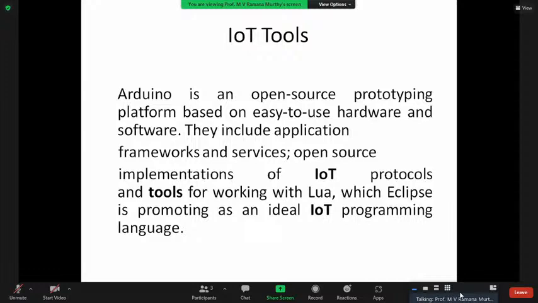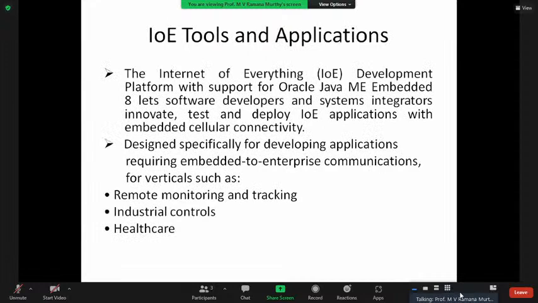the tools are, first, Arduino, an open source prototyping platform based on easy to use hardware and software, which include application frameworks and services, and open service implementation of IoT protocols and tools for working with Lua, which Eclipse is promoting as an ideal IoT programming language. Okay, now here are these IoT tools and applications.